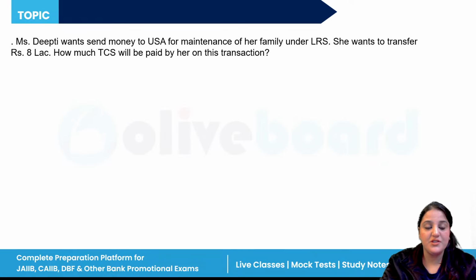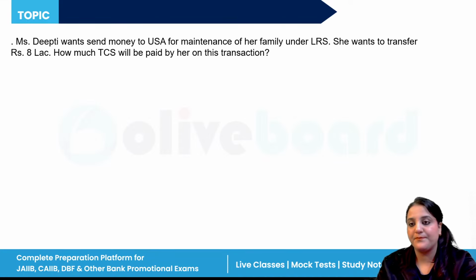Then next question, Miss Dipti wants to send money to the USA for maintenance of her family under LRS. She wants to transfer rupees 8 lakh. How much TCS will be paid by her on this transaction?